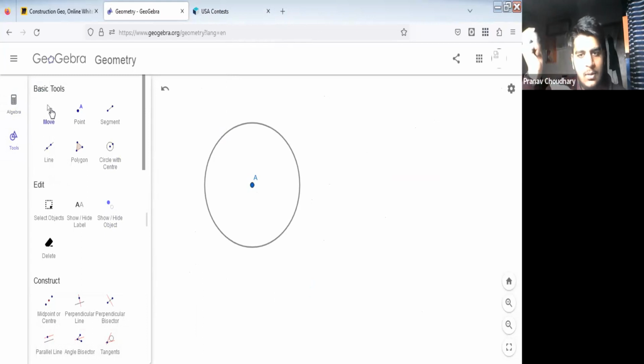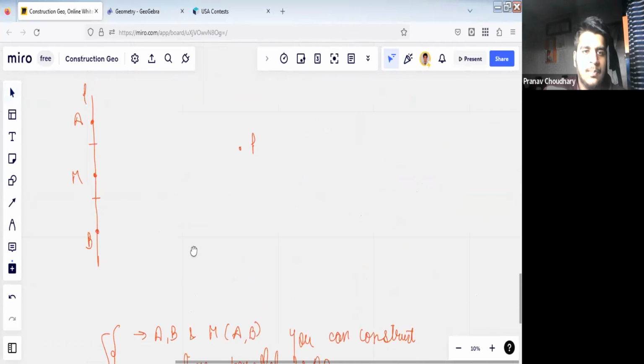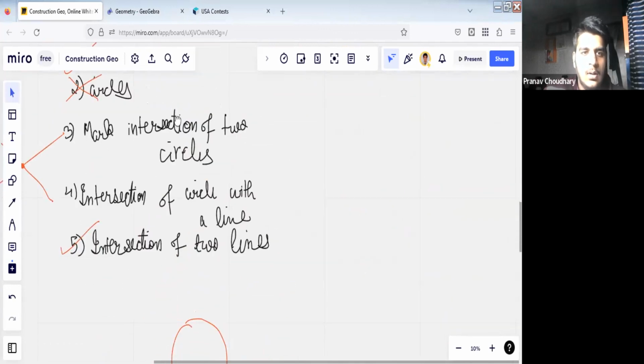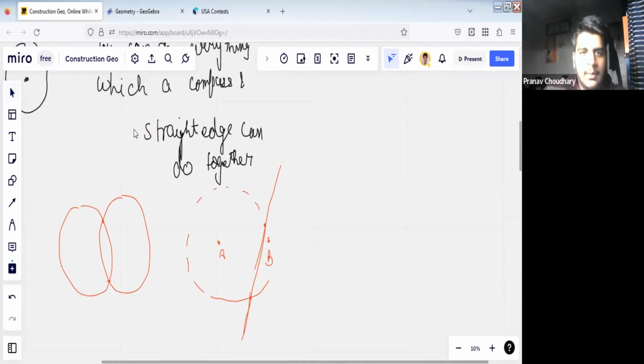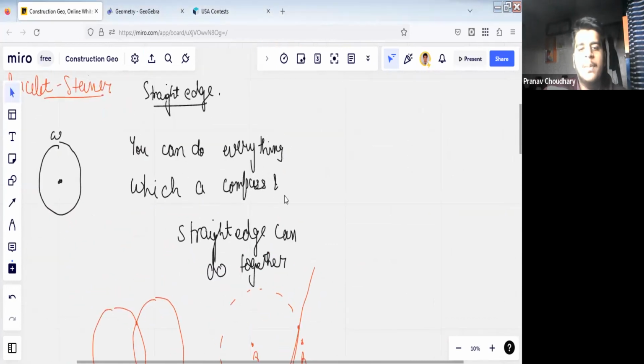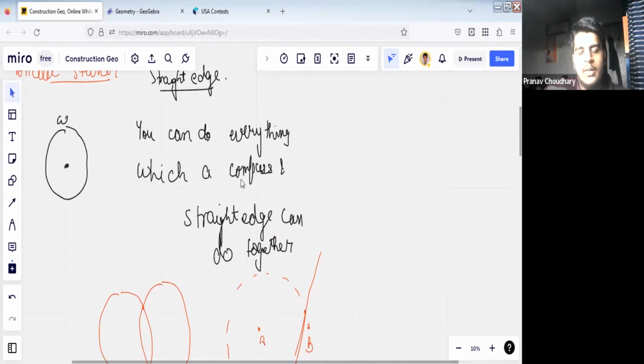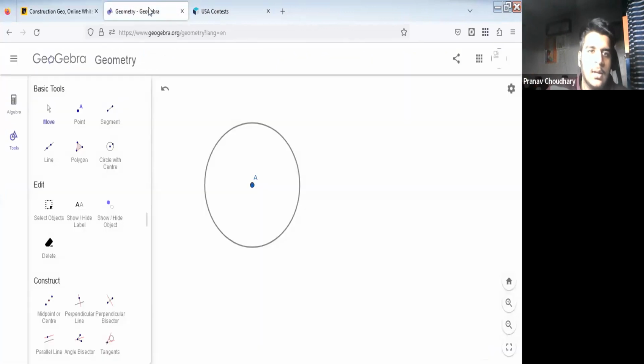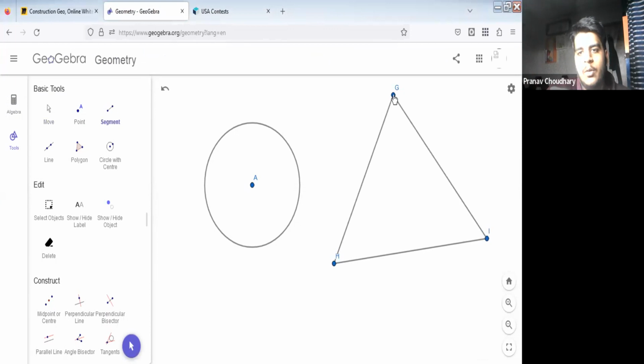People, yes or no? By this result we just saw, we have not proved it completely, but I'm just saying that you can do everything which a compass and straight edge can do together with a straight edge and a circle with center mark. Nice. So now we want to transport this triangle into this circle.